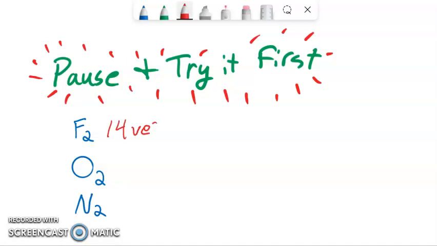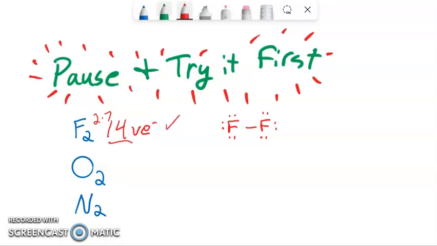All right, fluorine has 14 valence electrons. That's 2 times 7 valence electrons. So our first step is to draw the skeleton structure. That's the atoms connected by a single bond, and then fill in any empty sides on the atoms with pairs of electrons. Then we need to check to make sure that we have 14 valence electrons: 2, 4, 6, 8, 10, 12, 14. So that checks.